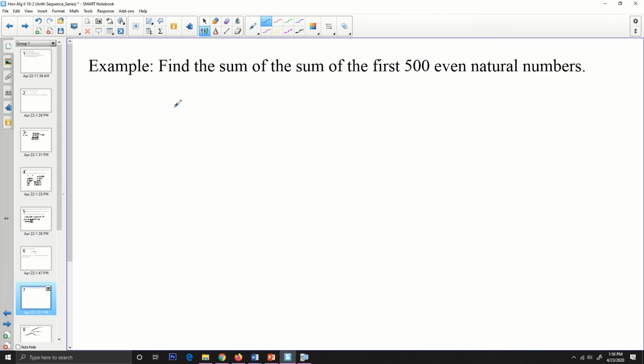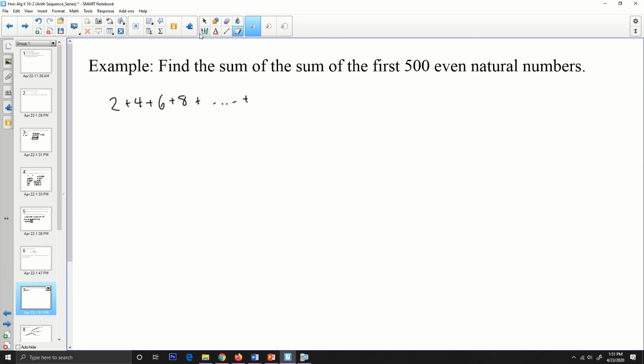So here's an example. Find the sum of the first 500 even natural numbers, okay? Well, if I talk about even numbers, it'll be 2 plus 4 plus 6 plus 8 plus dot, dot, dot, all the way up to 500. Now, oops, that's wrong, because that says the first 500 even numbers. So I don't even know what the 500th even number is. I'm going to assume it's 1,000.